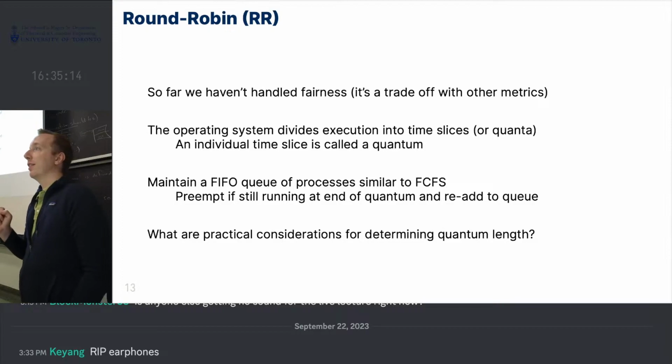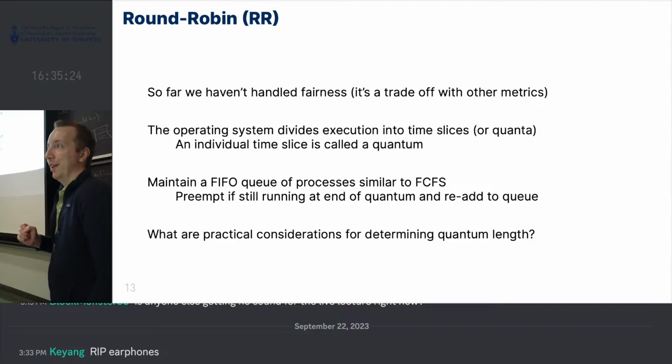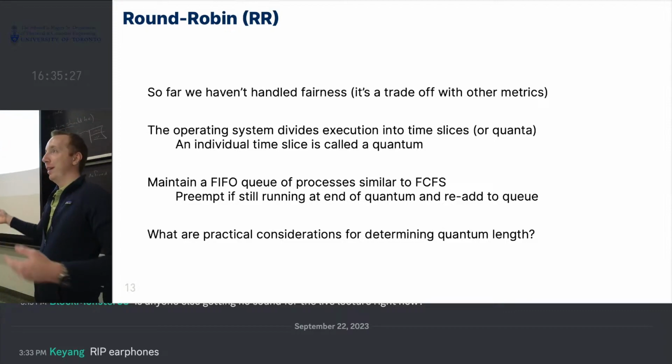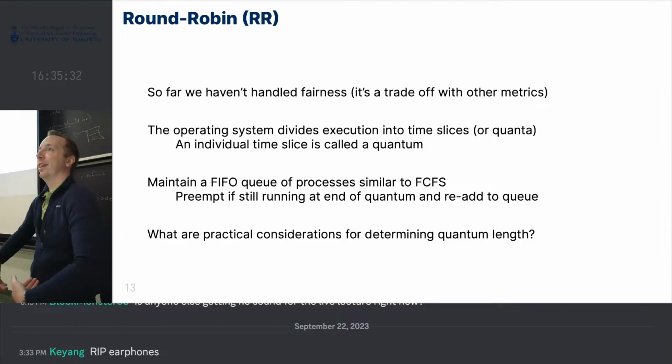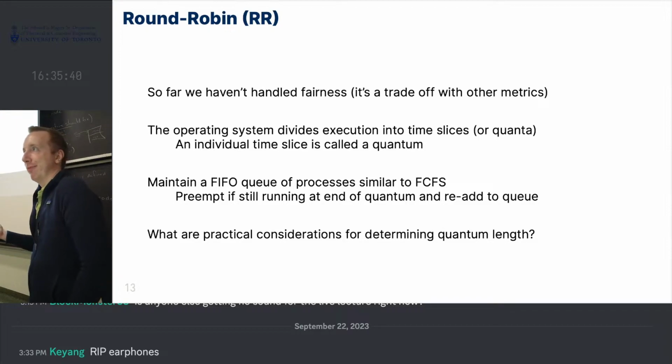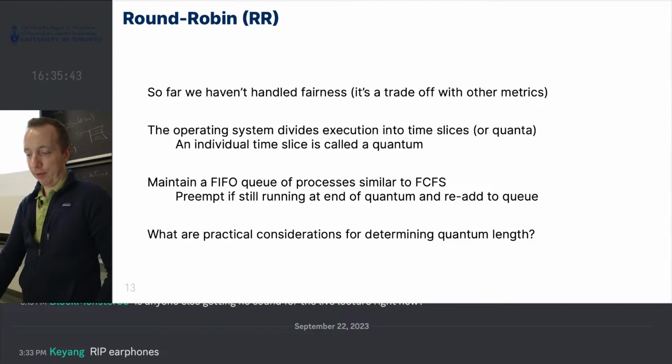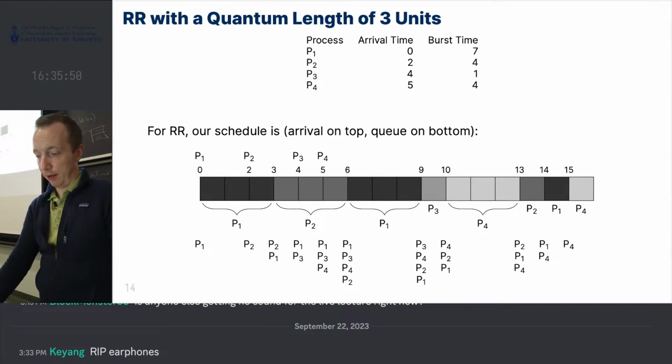Yeah. But if every process ends early, then there's no effect. If the time slice is too big, it just becomes first come, first serve, right? Which kind of sucks. If your quantum length is like 8 years or something like that, it's the same thing as first come, first serve, which is not that great, as we saw at the beginning. So you have to be fairly careful about picking your quantum length or time slice.